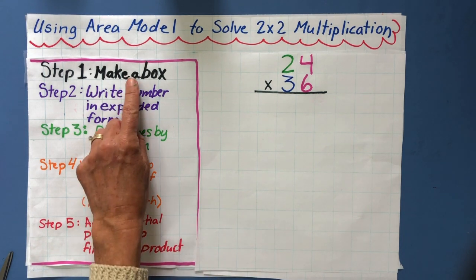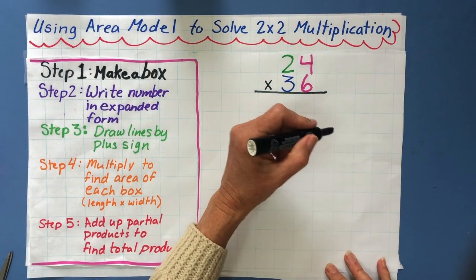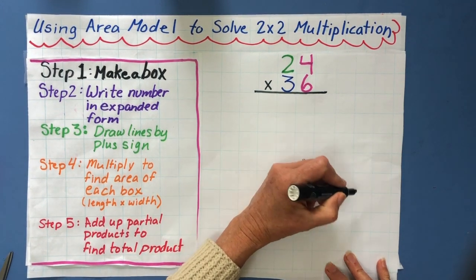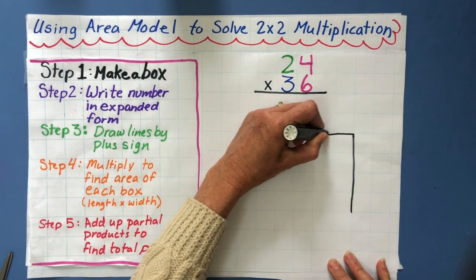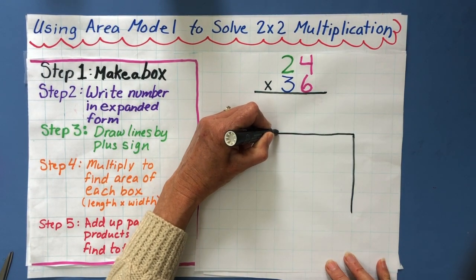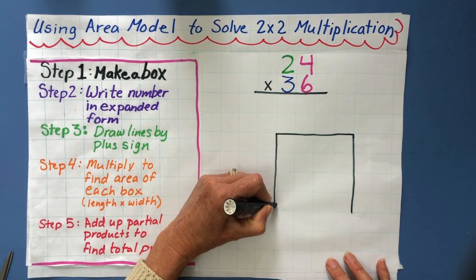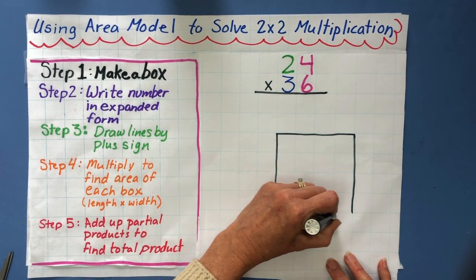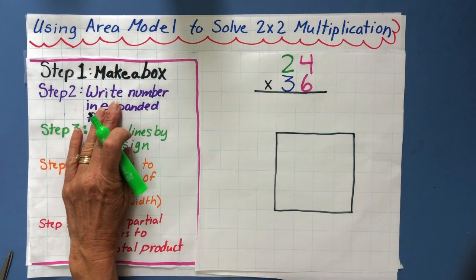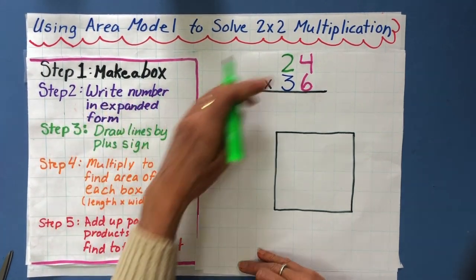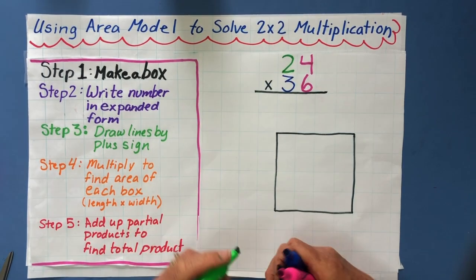So the first thing it says for me to do is make a box. So I'm going to make a box, and I'm going to make it 4 by 4. Okay, so I made the box. The next step, it says write the number in expanded form. So I'm going to write each one of these numbers in expanded form.